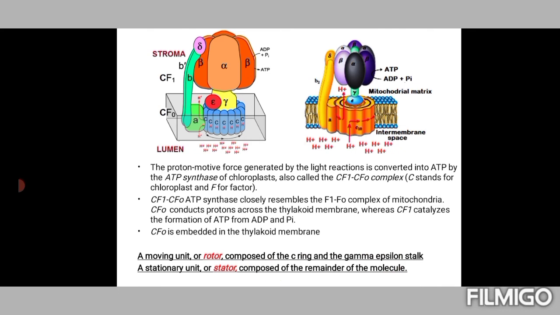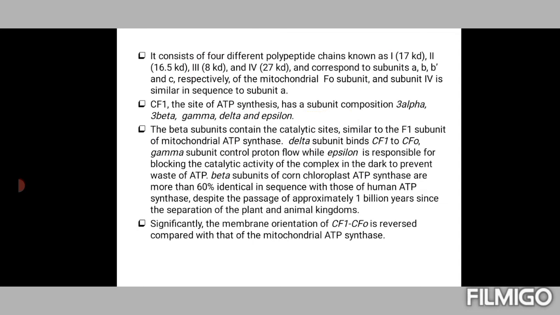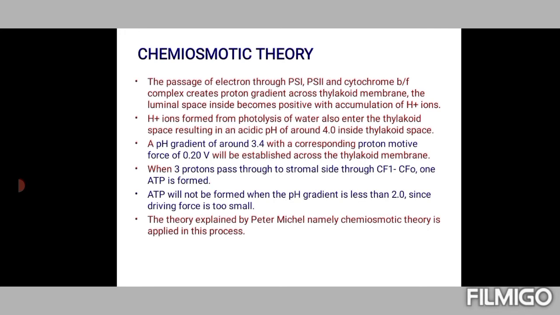So this is ATP synthase, and we can see here the H+ accumulation. Actually, the process is a bit different from what occurs during oxidative phosphorylation. Here, H+ from inside the lumen escapes through this ATP synthase so as to form ATP molecules. So this is the chemiosmotic theory. The structure has been shown and explained here, which we have already discussed. You can go through it, and the chemiosmotic theory is also explained here.